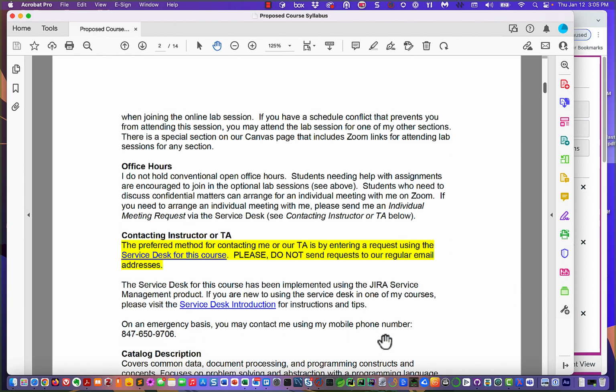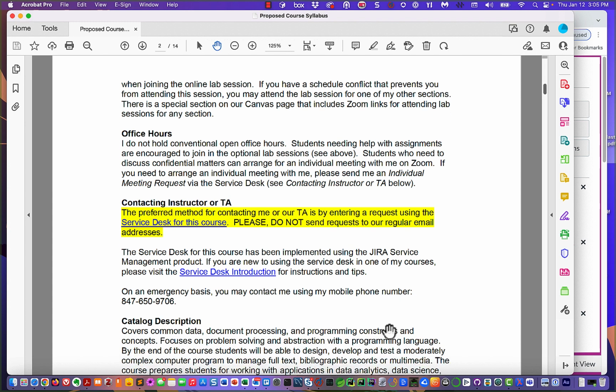I don't hold conventional office hours. If you need help with something and it's not confidential, just come to a lab session. If you need to talk to me more confidentially, though, go onto the service desk and put in a request for an individual meeting, and we'll set that up.